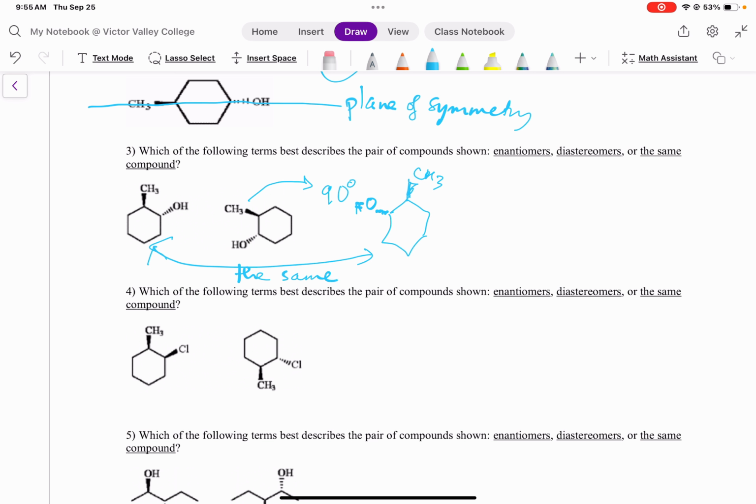Right? Oh, I'm sorry, it's not the same. They are mirror images of each other and they're not superimposable. They're enantiomers. Sorry about that.